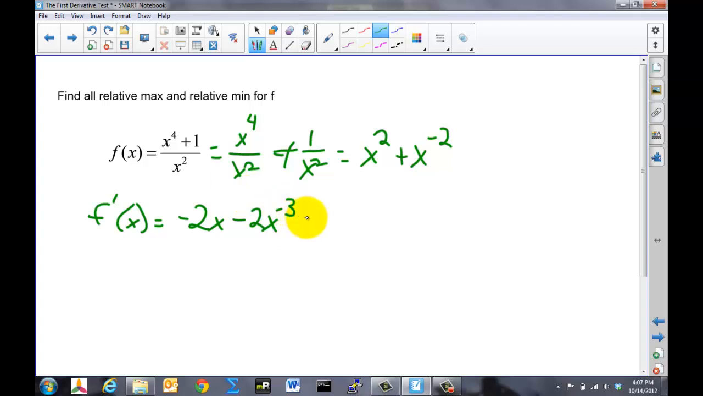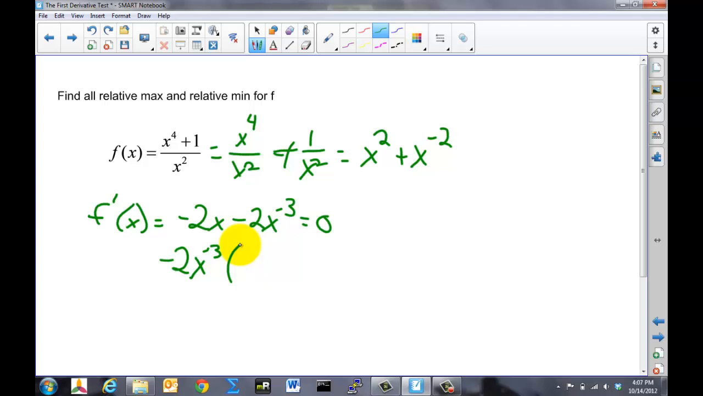So we've got the derivative, we're going to set it equal to 0. What happens now? We factor. Well, how can we factor? This has got a 2 in common, but what about the x's? Both of them have x's. What can we factor out? We can factor out the lowest exponent we see, x to the negative 3.